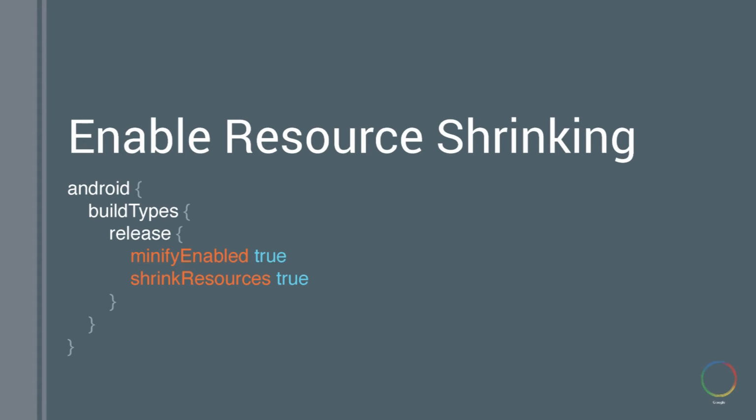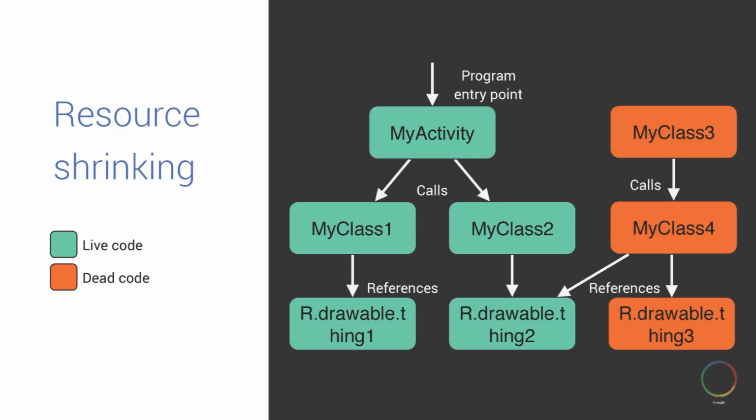The next step is to enable something called resource shrinking. You can enable this in your build.gradle after you've enabled ProGuard by setting shrink resources to true. What does resource shrinking do? Well, it's pretty much the same thing as ProGuard's code removal, except it does it for resources. So here you can see, again, your classes mapped out and which resources they're referencing. Now, if there's resources that are not being referenced by your classes, then those too can be removed from the compiled APK.